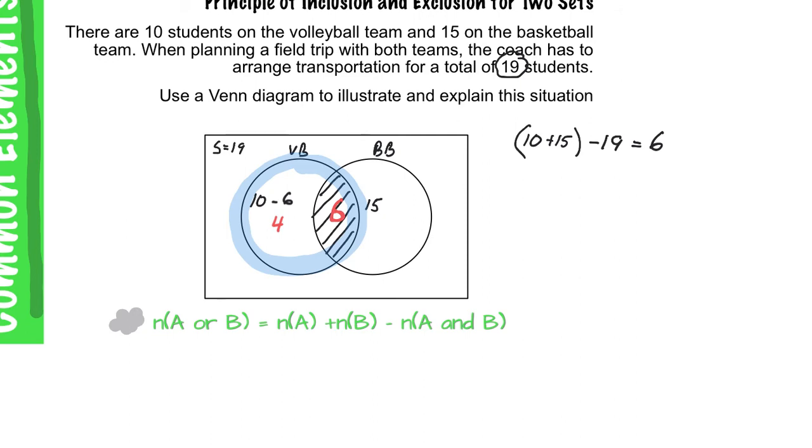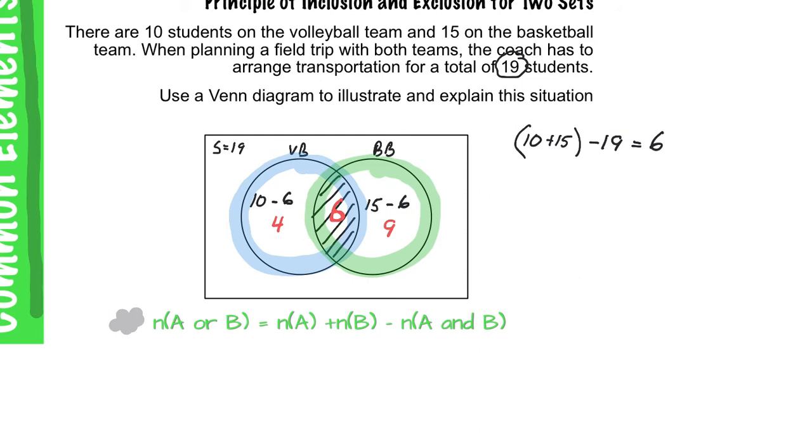The same can now be true for the basketball. We take our 15 and subtract out the 6, and we are left with 9. So now we have the proper number of students. In our basketball circle, there are 15 students in the basketball team. 6 plus 9 is indeed 15.